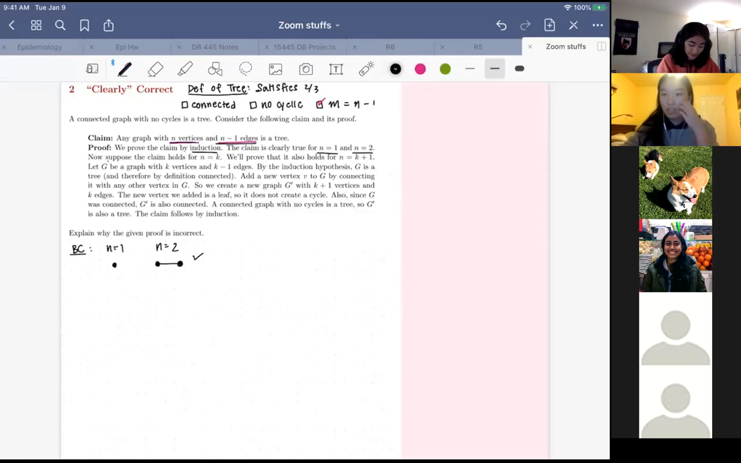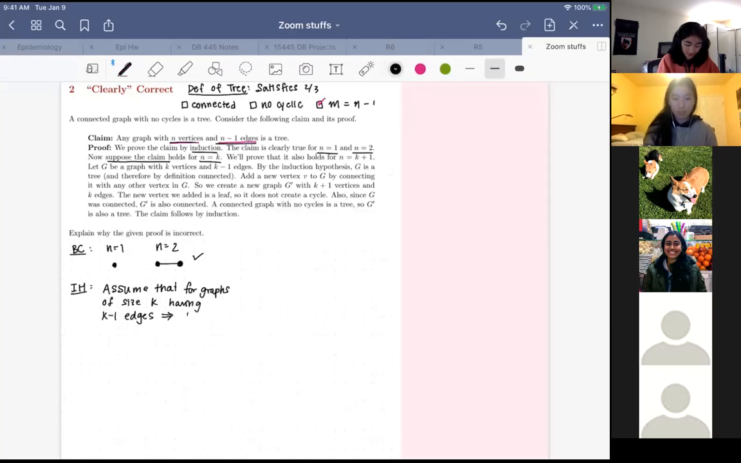Then the next thing they do is suppose the claim holds for n equals k. So this is their induction hypothesis. They're assuming that for graphs of size k, having k minus 1 edges implies that you're a tree. So that's what they assumed in their induction hypothesis. Now, in their induction step, they are starting with a graph of k vertices and k minus 1 edges. They cite the induction hypothesis on that graph.